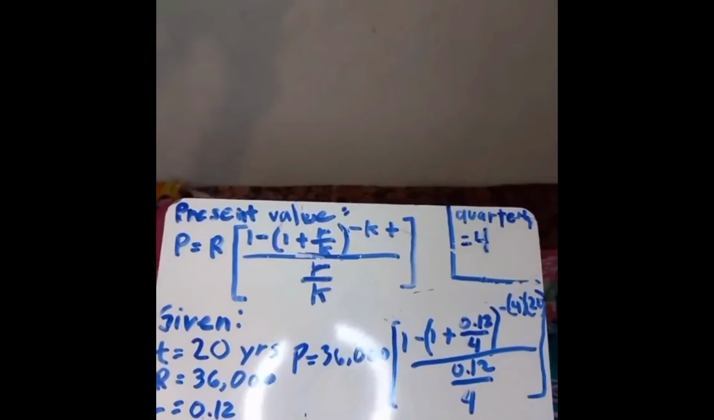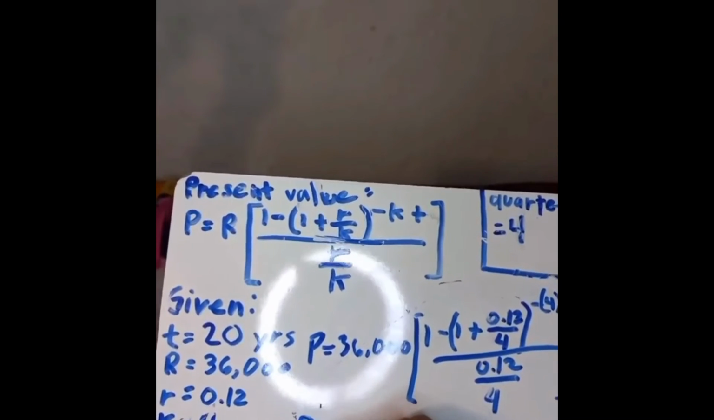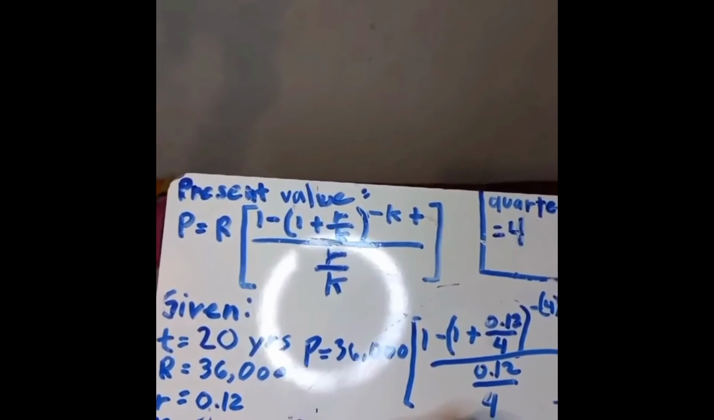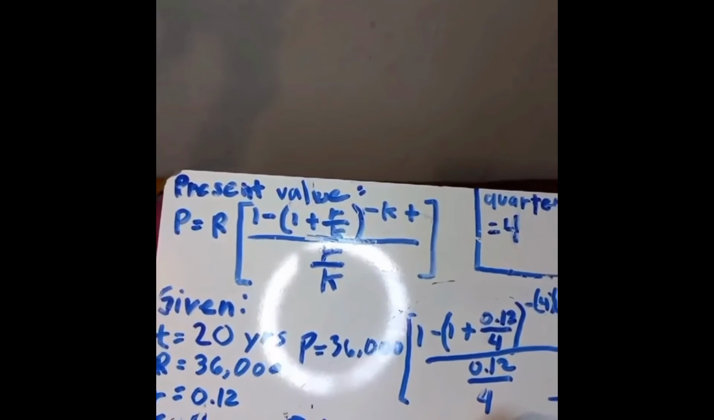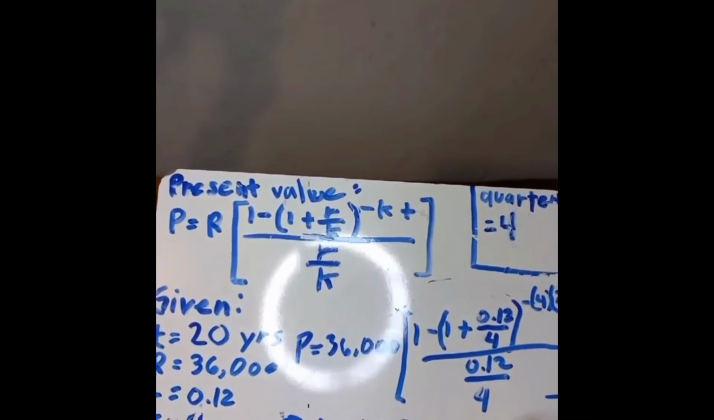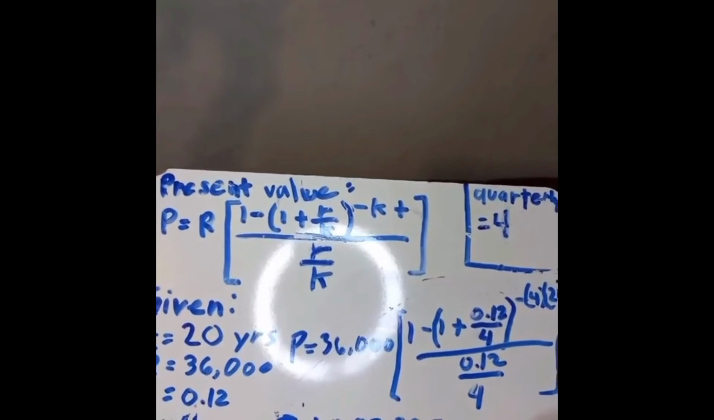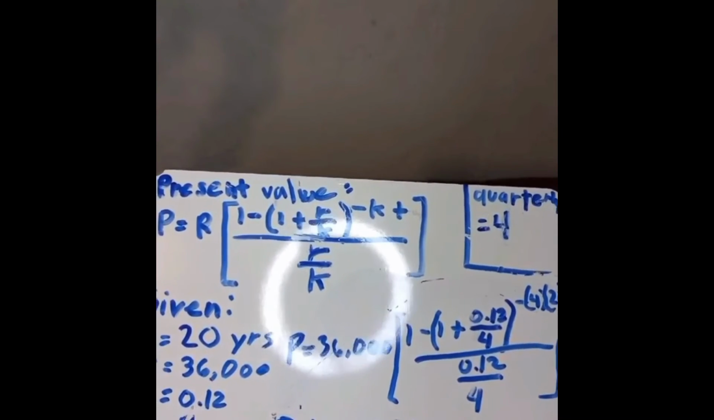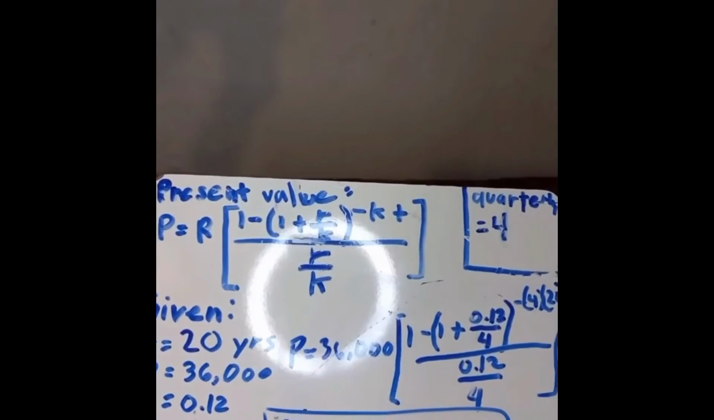Kung nakuha na po natin yung tamang sagot, so isusulat po natin is 1,087,227.48 pesos. Ayan po yung tamang sagot.